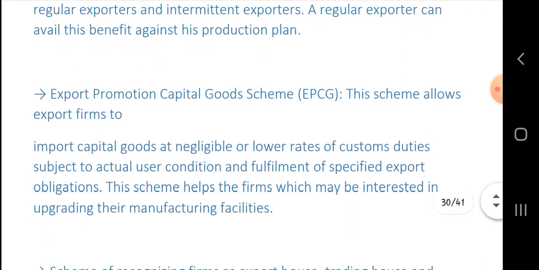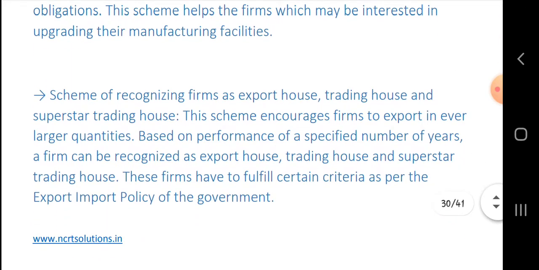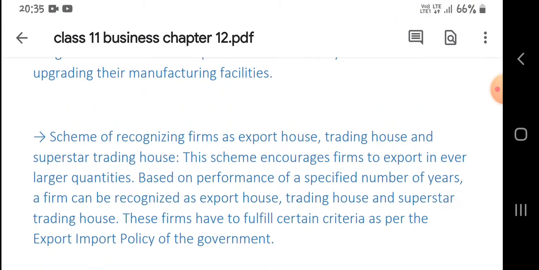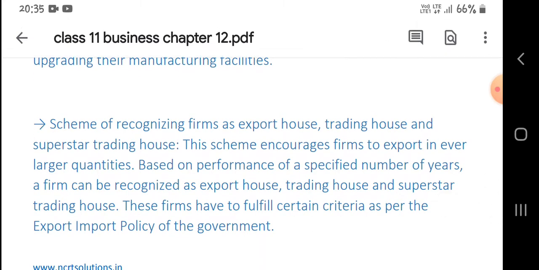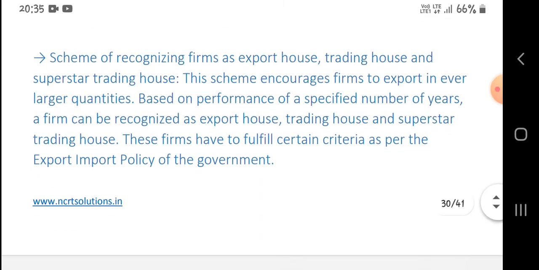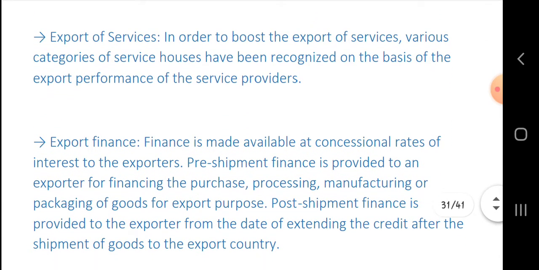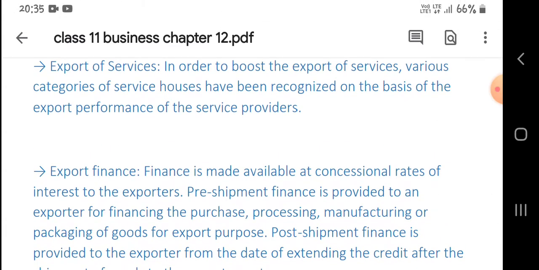Next, export promotion capital goods scheme: this scheme allows exporter firms to import capital goods at negligible duty. And scheme of recognition of export houses, trading houses and other super star trading houses. The scheme encourages firms to export in ever larger quantities, and export of services. In order to boost the export of services, various categories of service houses have been recognized.